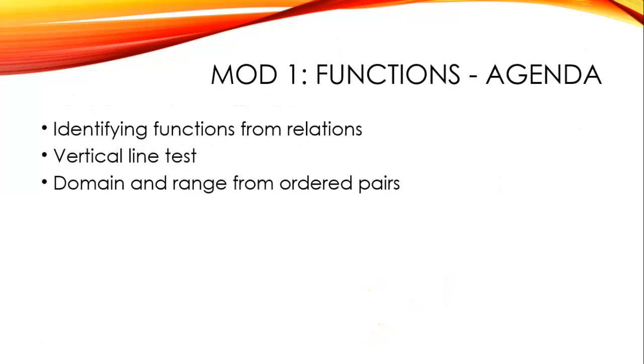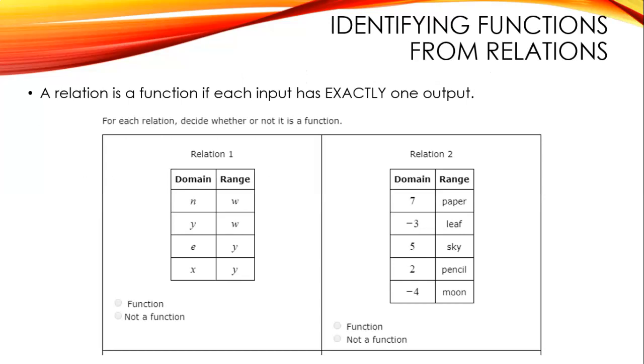Today we're going to start by learning about functions. Every day you'll have one or two modules that we'll work our way through, and there'll be an assessment at the end of each one. The first module that we're going to do today is on functions. We're going to learn how to identify functions from relations, we're going to learn about the vertical line test, and we're going to do domain and range from ordered pairs. Each day I'm going to have some screenshots from what you'll see on Alex so that you can know exactly what it is that you need to do.